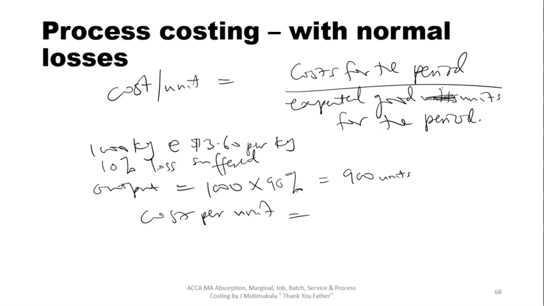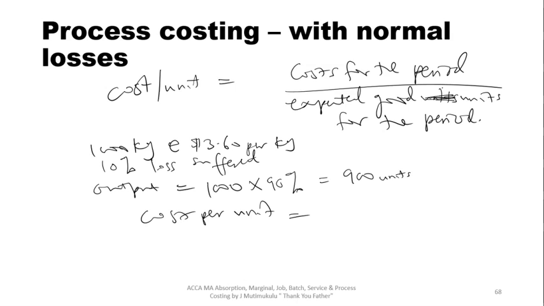All right, it should be based on the 900 units which have been produced. And we then have to say the cost for the period. Now we have to determine the cost for the period.